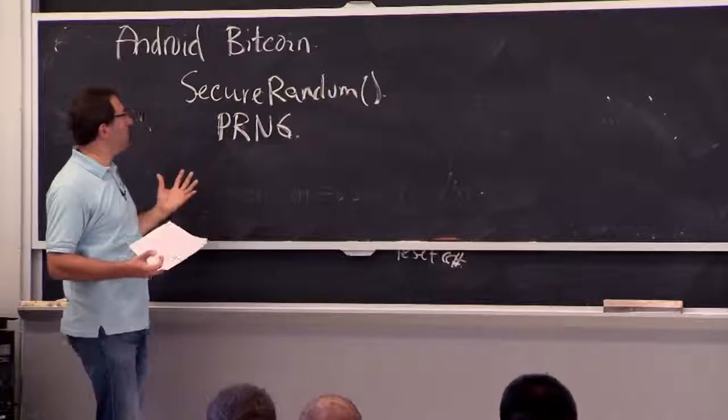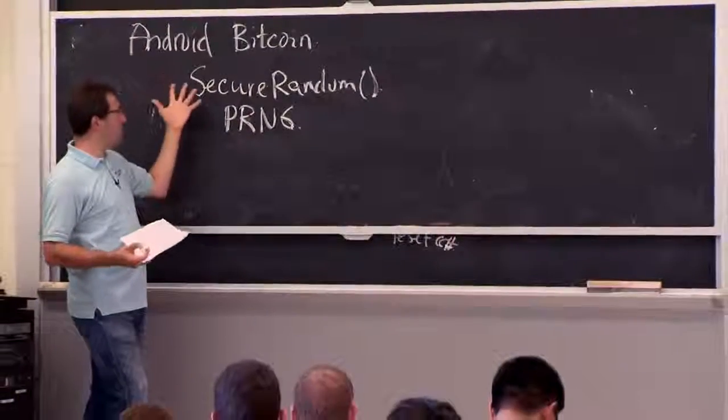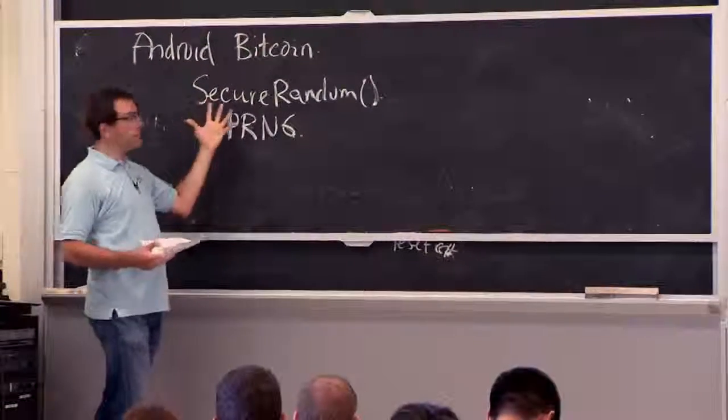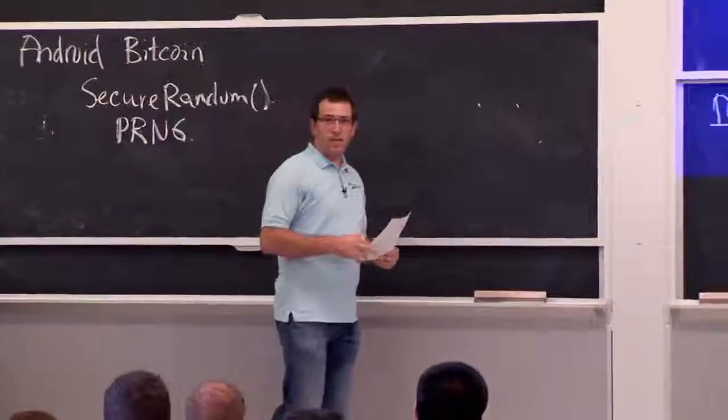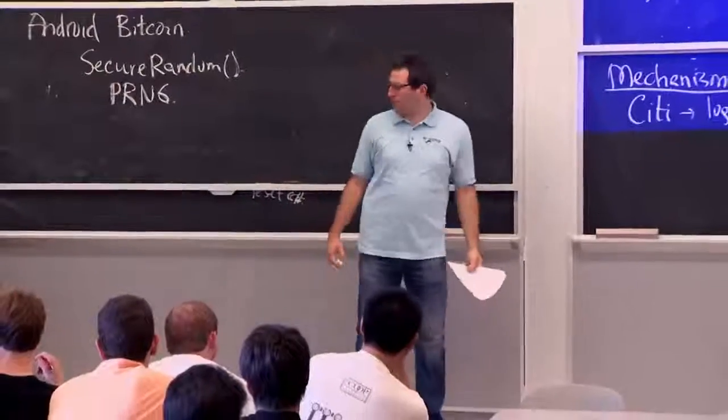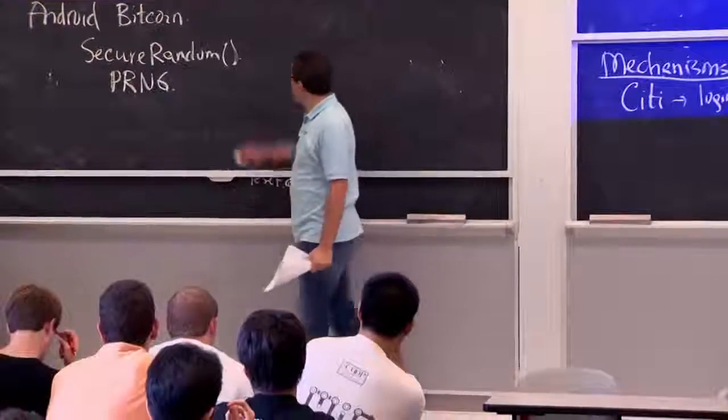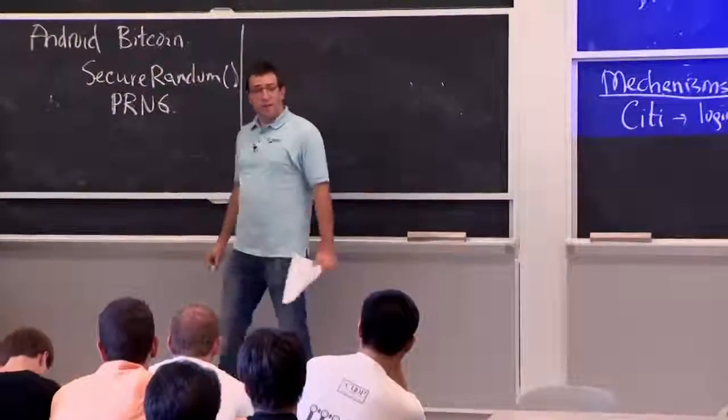Of course, the fix is pretty simple at some level. You change the Java implementation of SecureRandom to always seed this PRNG with random input bits. And then hopefully you're in good shape. But still, it's yet another example of mechanism failure.